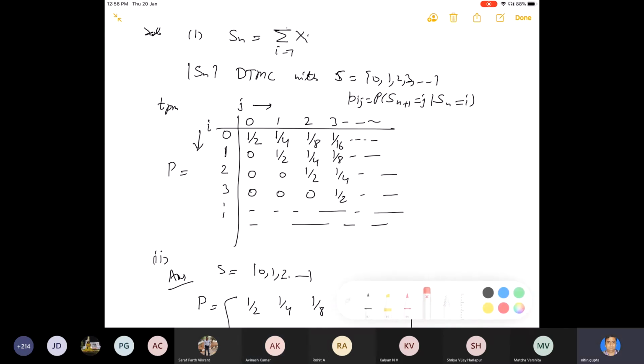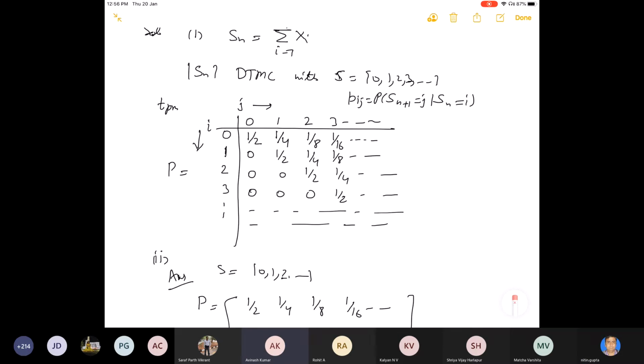But that should also depend on this summation, which should also be 1. The total summation of this row. Yes, sir. If it is not possible, then it will not be a discrete time Markov chain, sir. If the summation of the row is not 1, then that is not a discrete time Markov chain.